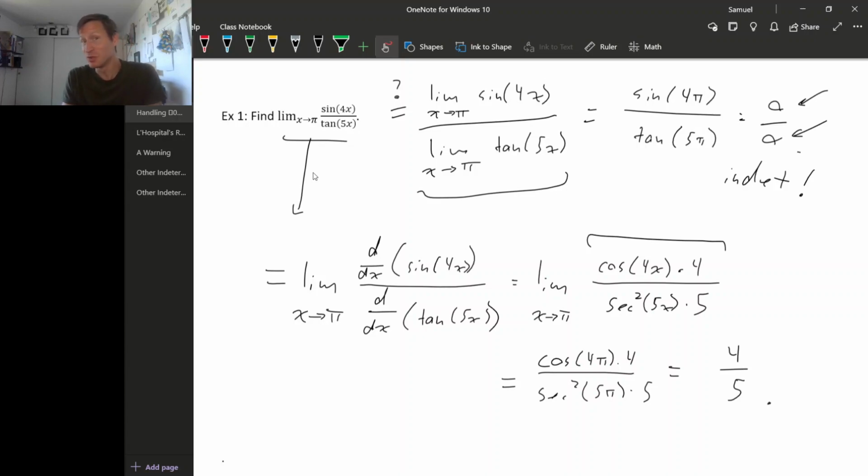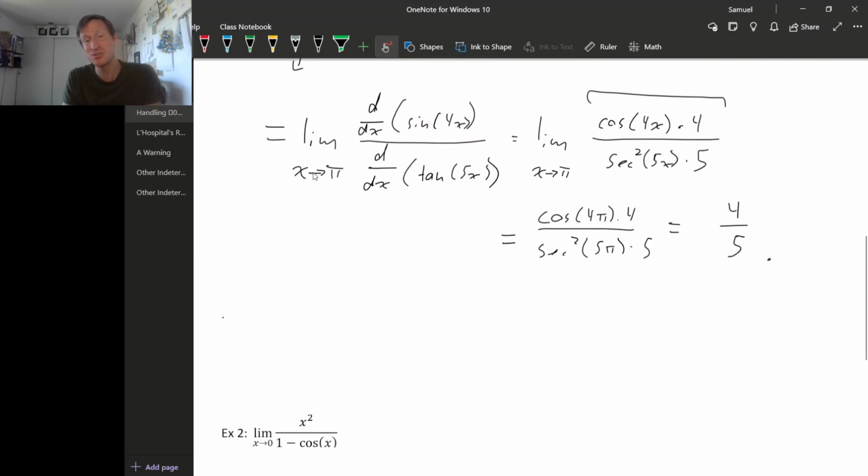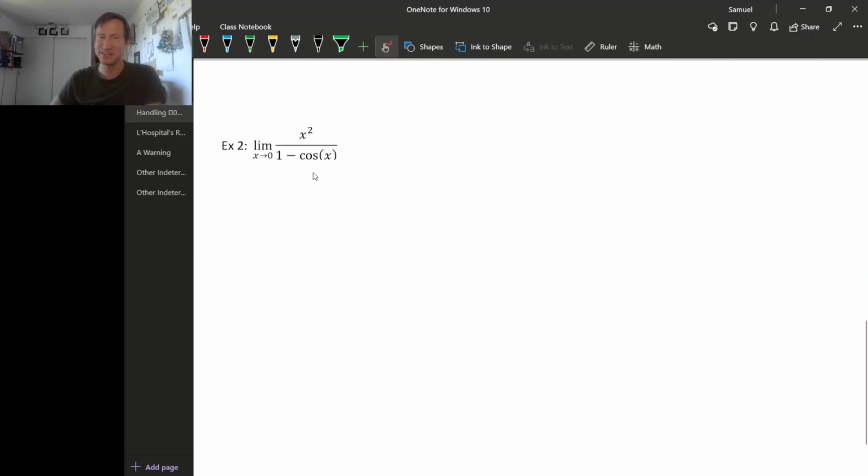To see how useful L'Hopital's rule can be, let's come back to the example that made us think about it in the first place, which is this one, the limit as x goes to 0 of x squared over 1 minus cosine x. So again, let's check if we get an indeterminate form. Remember, we're going to evaluate this limit the naive way by just plugging in 0. In the numerator, we get 0. In the denominator, we get 1 minus cosine of 0, but cosine of 0 is 1. So we get 0 over 0. So that's our indeterminate form, and we can use L'Hopital's rule.